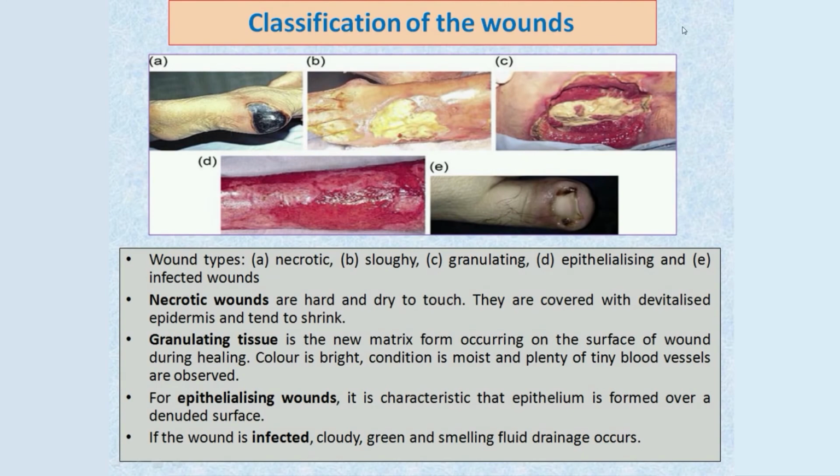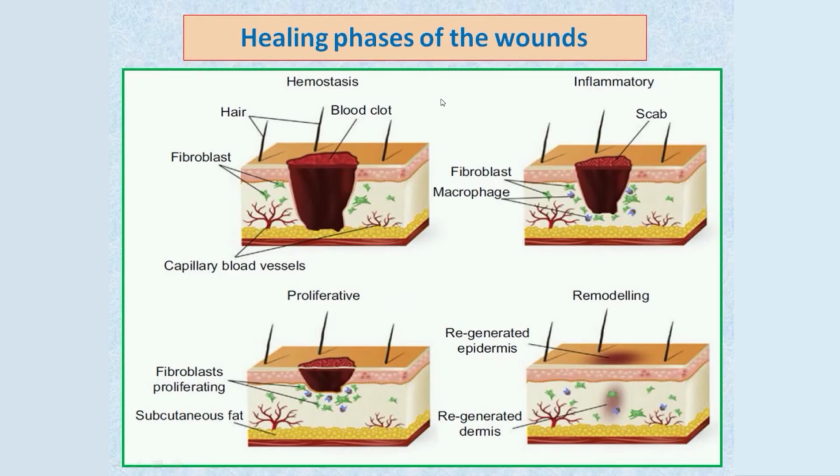These are some wound types. The wounds can be necrotic wounds, granulating tissue wounds, epithelializing wounds, infected wounds, and all these wound types require different kinds of wound dressing materials. So these are the healing phases of the wounds in normal wound healing stages. For example, it starts with hemostasis and continues with the inflammatory phase, proliferative phase, and lastly, the remodeling and maturation phase occurs.